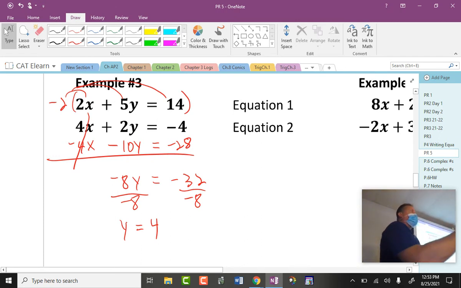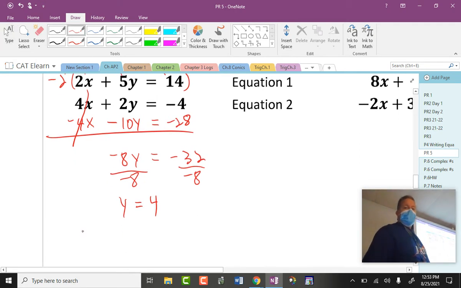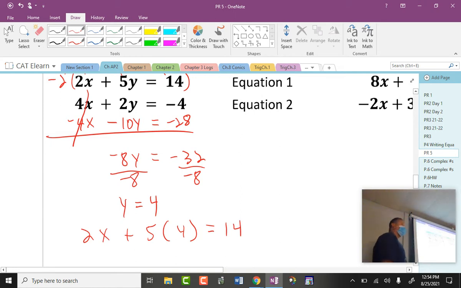So we're right back where we were with the substitution method. We got one of the variables solved for. Now we got to find the other variable. Take any of these two equations. I just feel like the top one seems a little bit smaller numerically. Actually, the bottom one's kind of small too. So top or bottom equation, substitute that y equals 4 in. And then you solve for x, right?